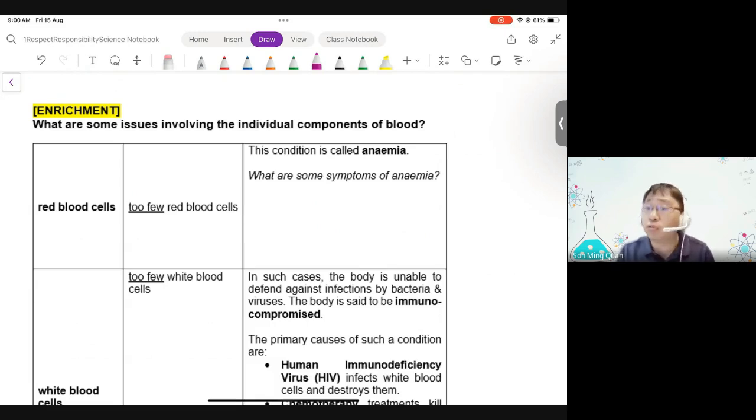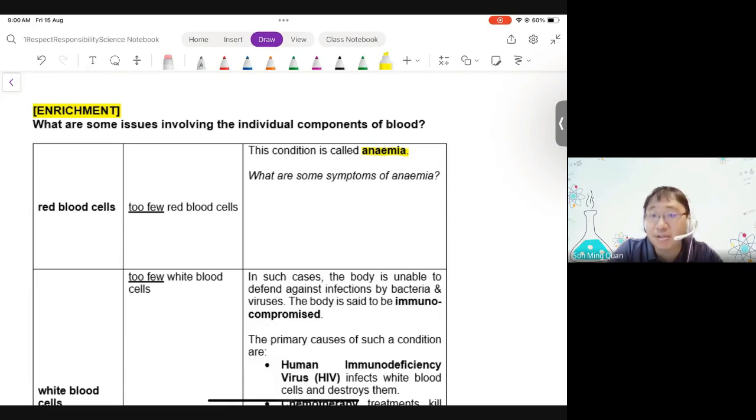What happens when you have too little red blood cells? Okay, now this is a possible condition. Sometimes due to diet, we may not have eaten enough iron in our diet. Lack of iron could cause too few red blood cells to form. Okay, so usually malnutrition, okay, a poor diet could cause too few red blood cells to be formed. So when you have too few red blood cells, you get this condition called anemia. Anemia is a condition where there are too few red blood cells.